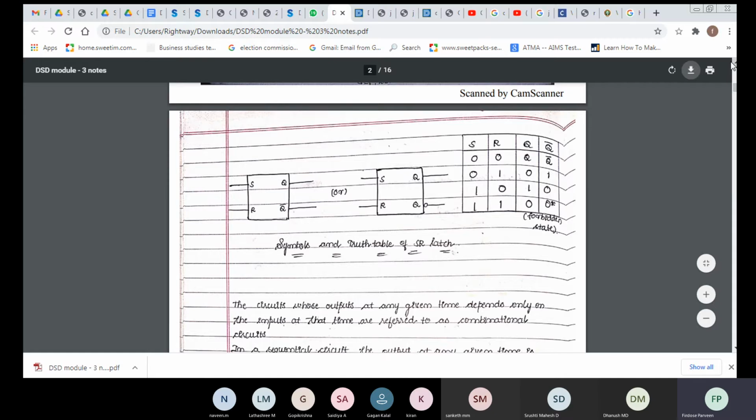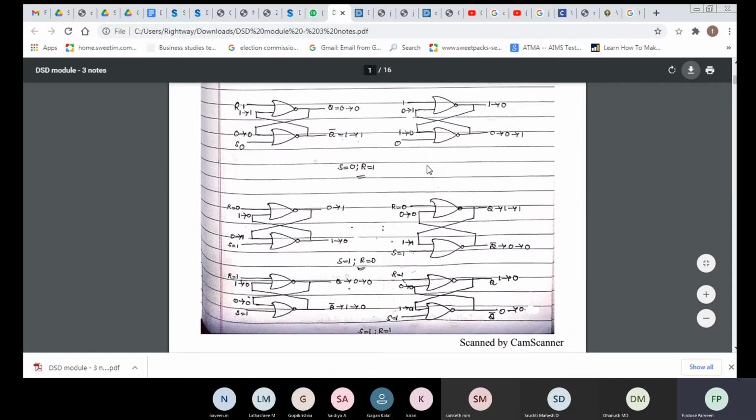In the same way, let us see the other combination. When S is equal to 1 and R is equal to 0, what have we got? We have got 1, 0. What does this indicate? When the previous state is 0, it has changed to 1. When the previous state is 1, it has changed to 0. In the same way, when the previous state is 1, it remains with 1. When the previous state is 0, it remains with 0. So what do we get last? When S is equal to 1 and R is equal to 0, it is 1, 0.